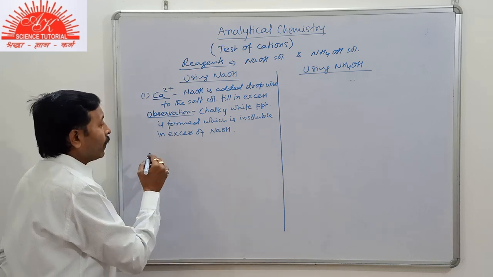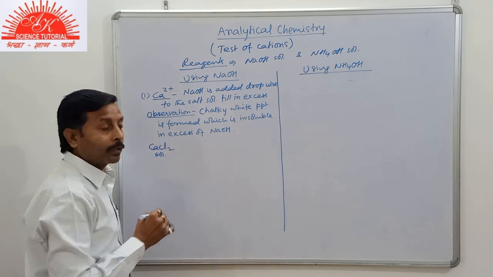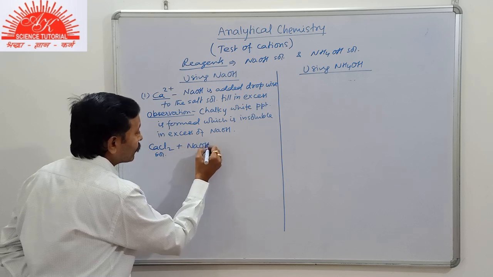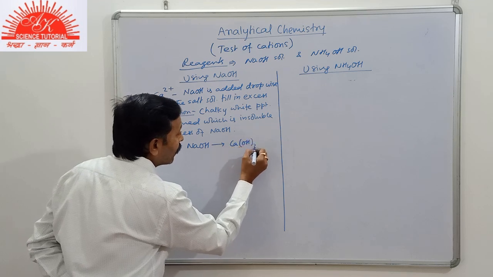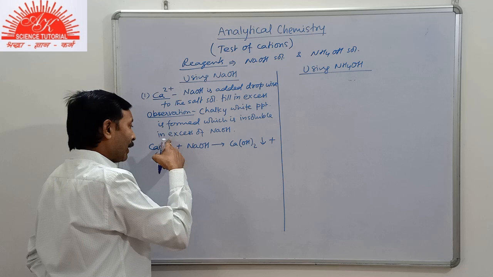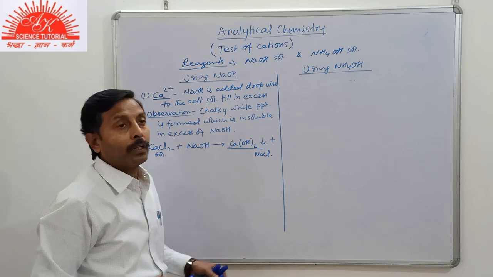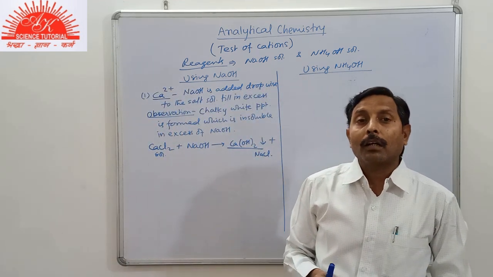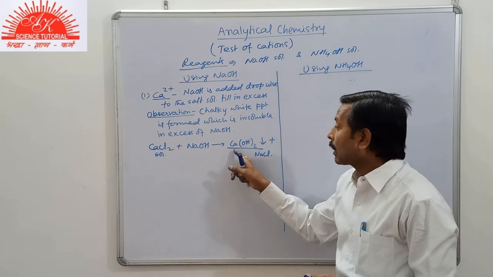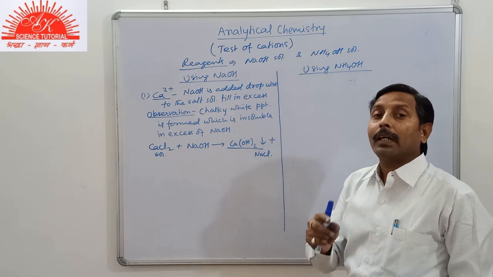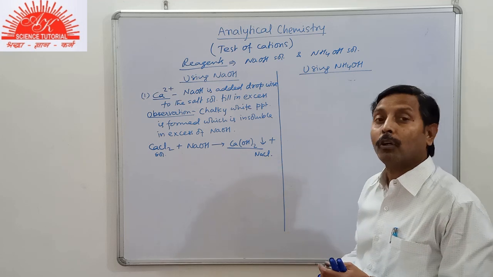Now, what will be the reaction for it? Suppose we take calcium chloride solution in the test tube and add NaOH to it. What will be the product? Calcium hydroxide. This will be the white precipitate, plus NaCl. So this is the white precipitate formed. Sometimes a question is asked: name the compound present in the white precipitate. Then you will answer calcium hydroxide. Again remember, if it asks for the name, then you write in words, calcium hydroxide, not the formula.